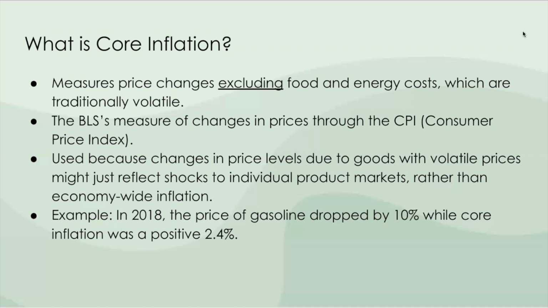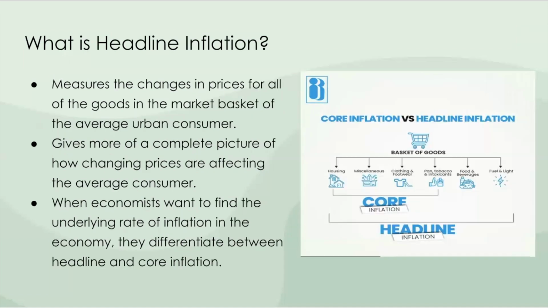This measures price changes, not counting food and energy costs, which are traditionally volatile. It is also the Bureau of Labor Statistics measure of changes in prices through the Consumer Price Index. It is used because changes in prices due to volatile goods might only reflect shocks to individual product markets rather than economy-wide inflation. An example of this would be in 2018, the price of gasoline dropped by 10%, while core inflation was a positive 2.4%.